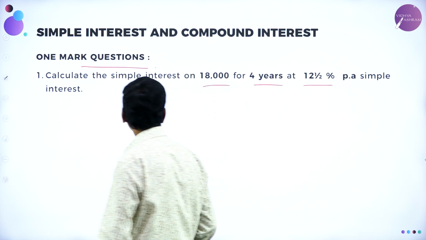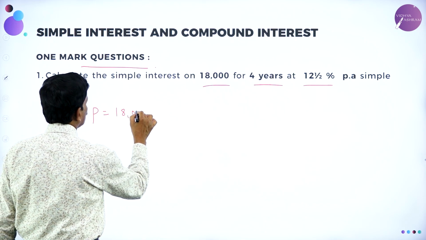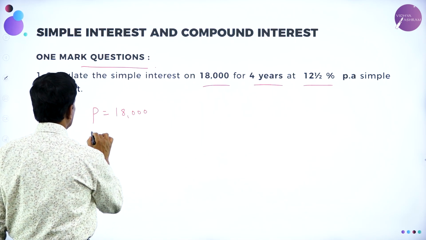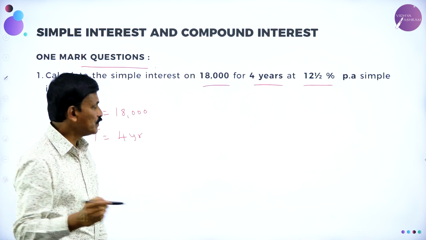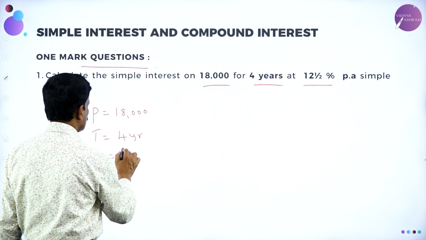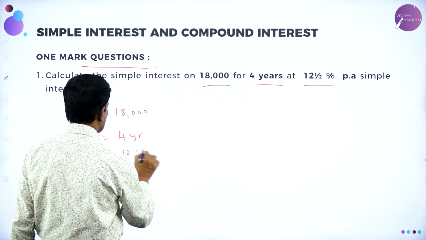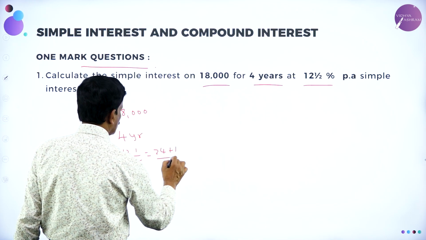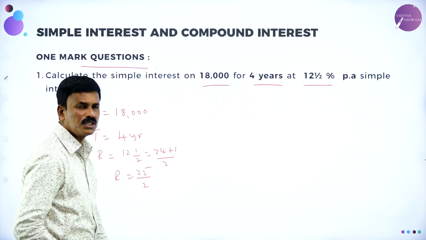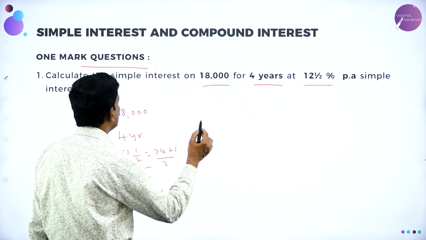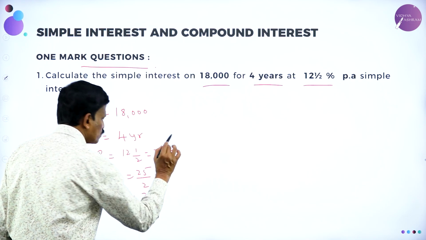Now, what is given here? The principal is 18,000, the time given is 4 years, and the rate of interest is R equals 12.5%. 12.5% is nothing but 25 by 2, so R is equal to 25 by 2. These are the given things. What is required to find? Calculate the simple interest. Simple interest is to be determined.